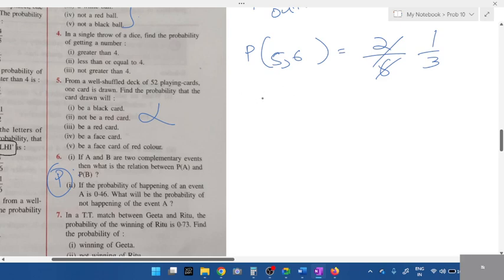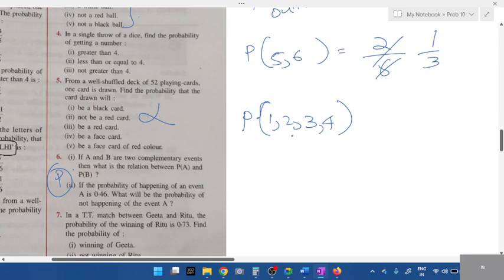Okay, tell me the next one. The fourth one: P less than or equal to 4. What do you mean by less than or equal to 4, students? What are the numbers? For less than, what should I take? Less than 4 means 1, 2, 3, or equal to 4, right? So these are the outcomes: 1, 2, 3 as well as 4. This is the formula: P less than or equal to 4.